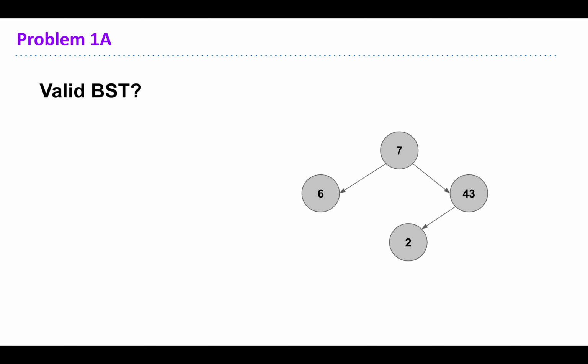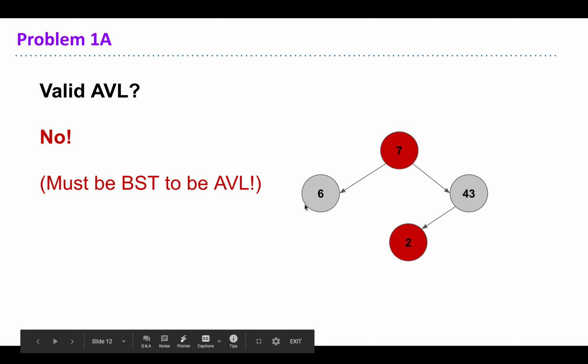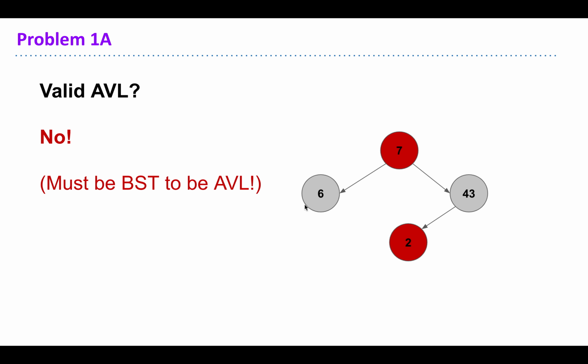So if we look at this first problem, this is not a valid BST, and this is because if we look at the 7, remember our BST invariant says that every node to the right of 7 must be greater than it. So this 2 is in the right subtree of 7, but it's less than 7, right? So this is not a valid BST. And in this case, it's not a valid AVL tree as well, right? It must be a BST to be an AVL tree. An AVL tree is a stricter version of a BST, is the way to think about it. So this is not a valid AVL tree.